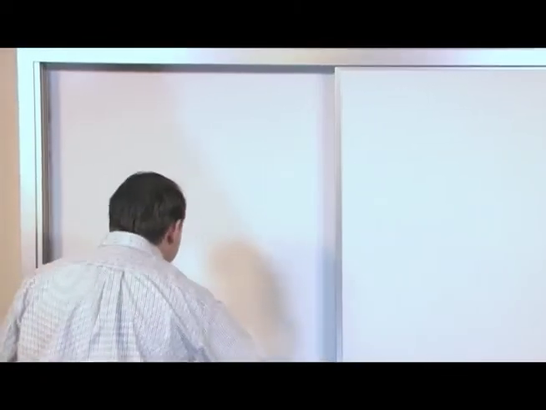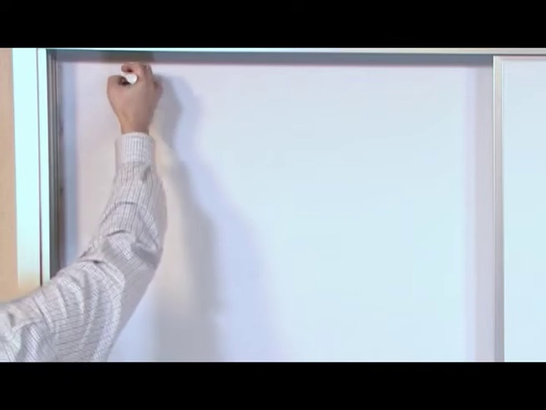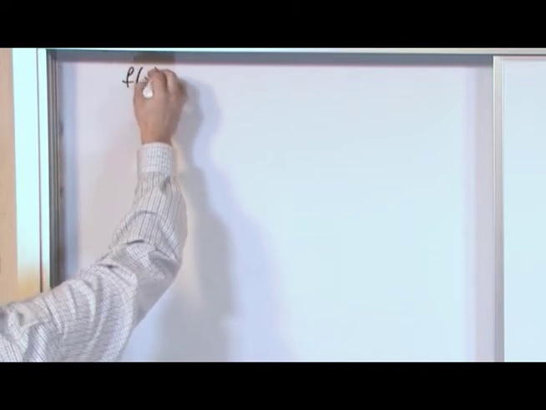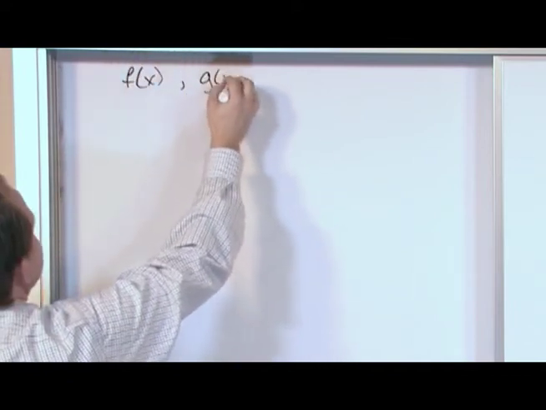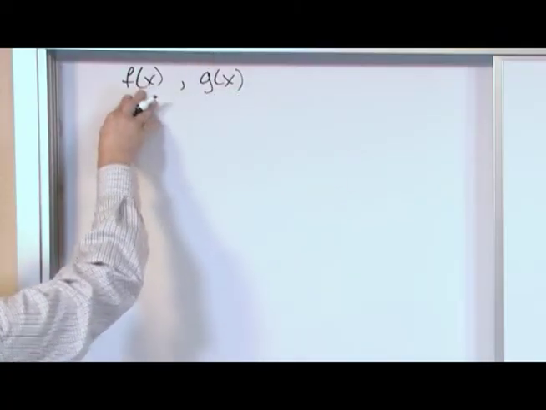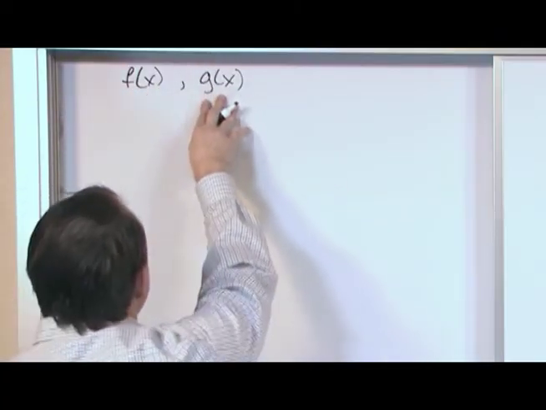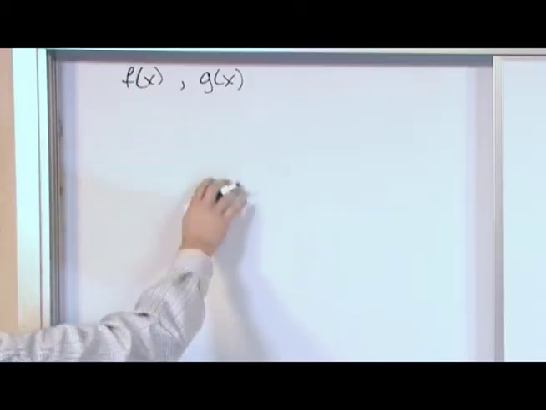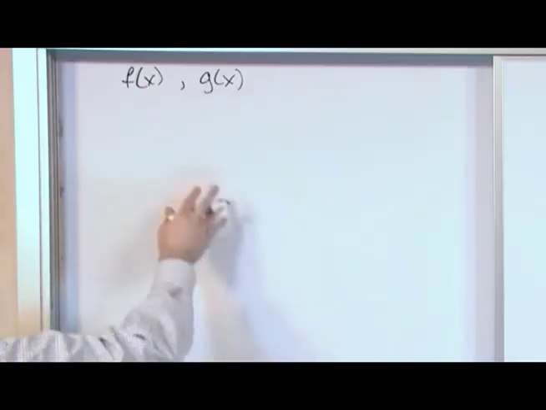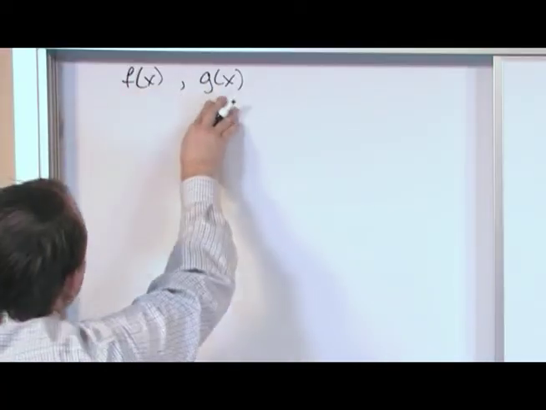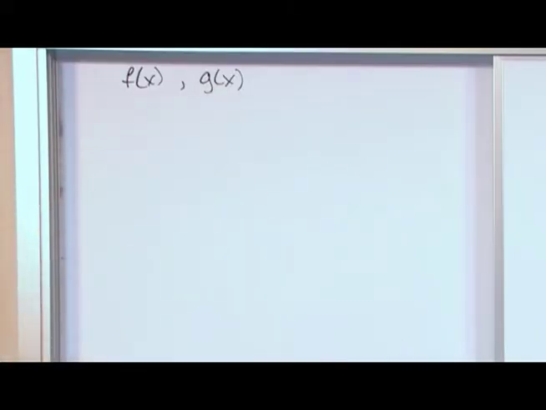So, if you have two functions, let's say one of these functions is f of x, and the other is g of x. These could be anything. This could be x squared, this could be x plus 2x plus 5. Later on when we get into trigonometric stuff, this could be sine of x, this could be cosine of x, could be any functions that you like.